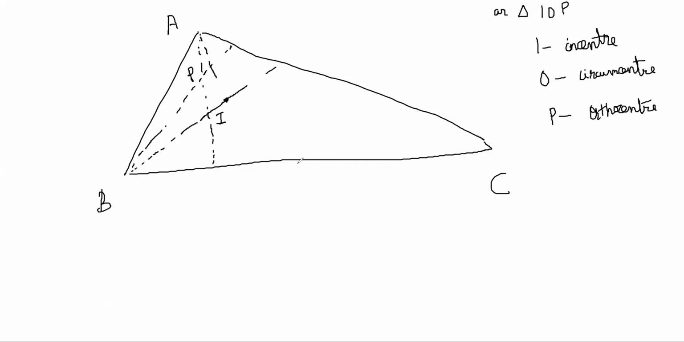Okay. And perpendicular bisectors. Perpendicular bisectors, one of them and one of them. This is my O, right? These 3 points are there. You get a triangle somewhat like this, right? This is my IOP triangle. Okay. You have to find area of this IOP triangle.